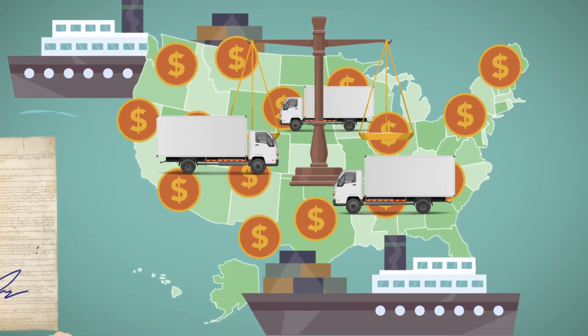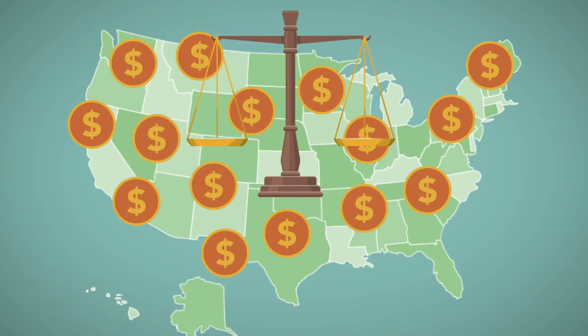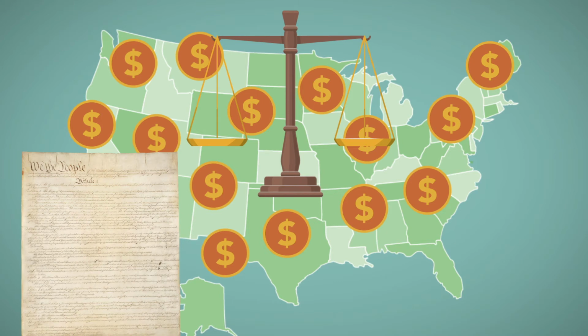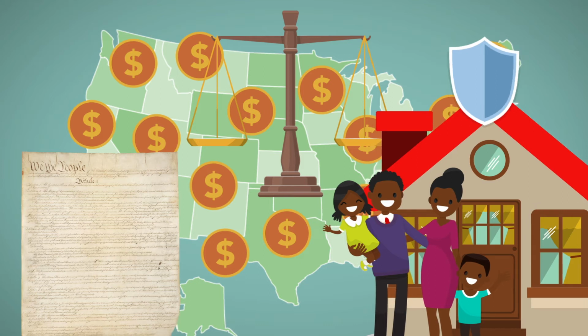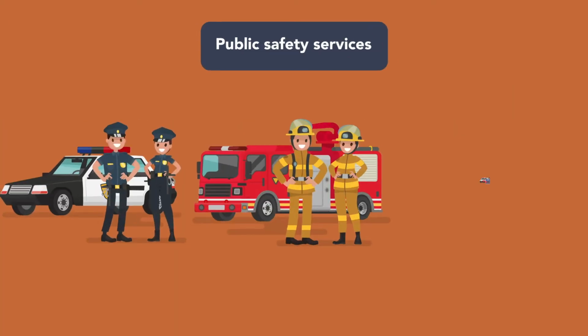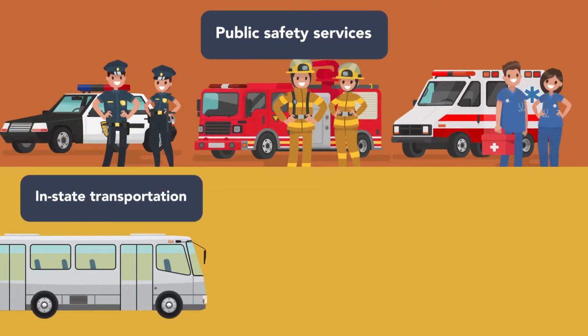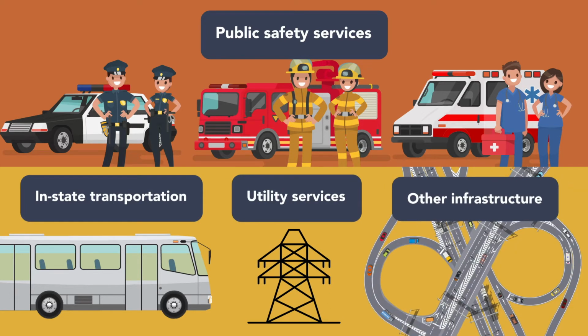States need expansive tax powers because they are responsible for the administration of many aspects of public governance. As a matter of constitutional jurisdiction, states are responsible for the protection of residents' lives and property. This includes the obligation to maintain important public safety services such as police, fire, and emergency responders. States must also maintain in-state transportation, utility services, and other infrastructure while also providing for the general welfare.